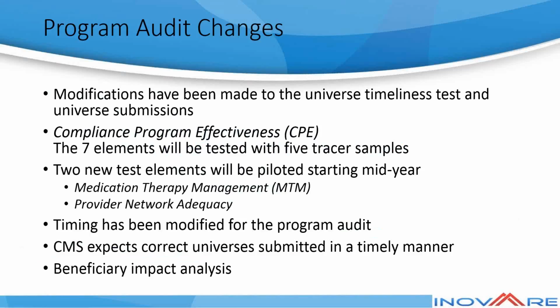Modifications were made to the universe timeliness test and universe submissions. CMS has requested additional universes to test this data. In the past, the request was for consolidated data in one spreadsheet. However, CMS found it difficult to test timeliness in this manner. This makes it crucial to verify that all universe requirements are prepared and reviewed in an annual manner.